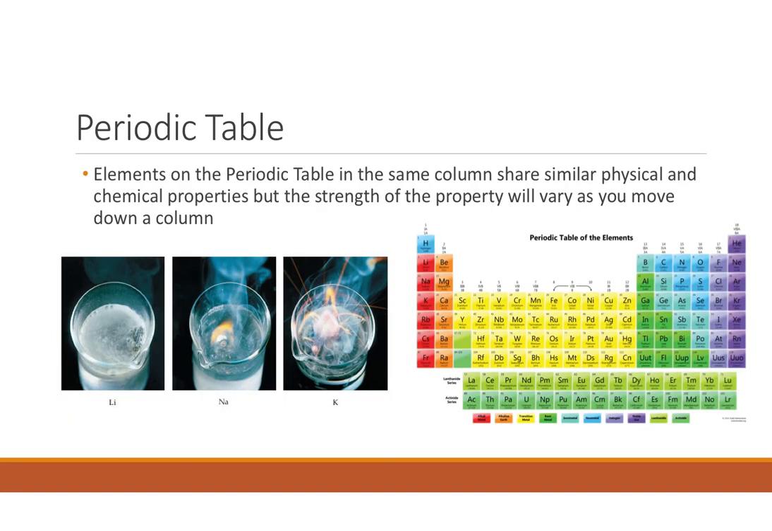The elements on the periodic table in the same column share similar physical and chemical properties. We sometimes call these columns families or groups. But the strength of that property will vary as you move down a column. For example, from this first column, which is our alkali metals, they all react with water. We have a comparison here of lithium, which will bubble in the water. Sodium, you'll get a little bit of a flame if you put the metal in a container of water. And potassium, so we've gone from lithium to sodium to potassium. We're moving down the group.